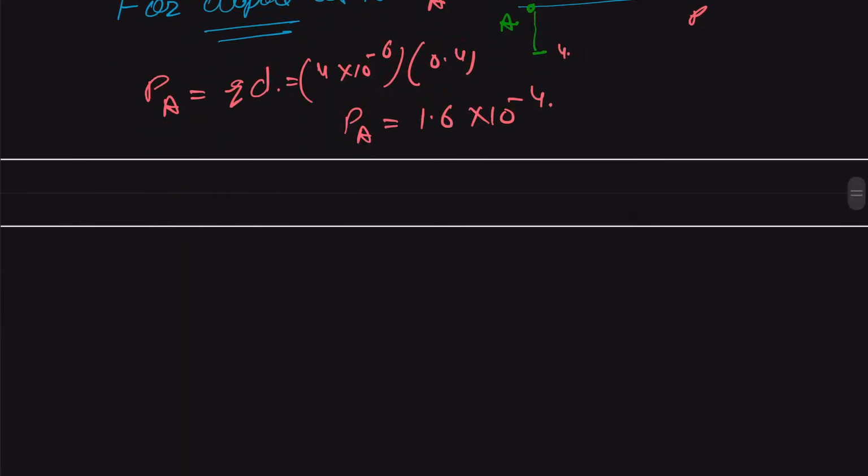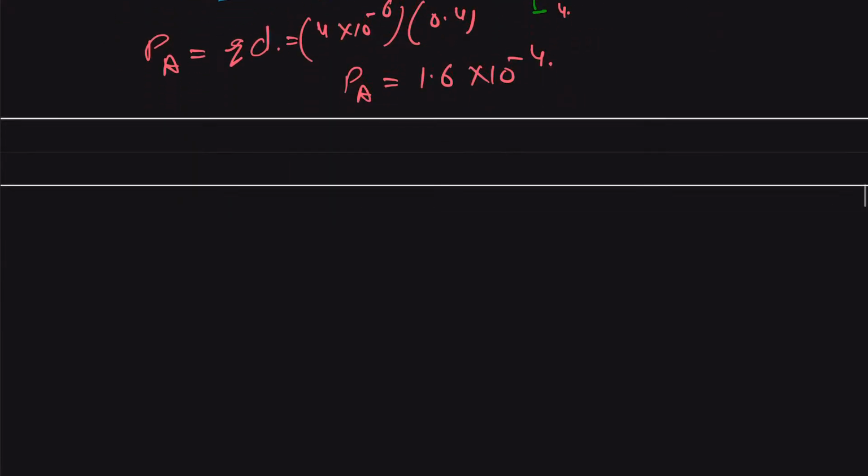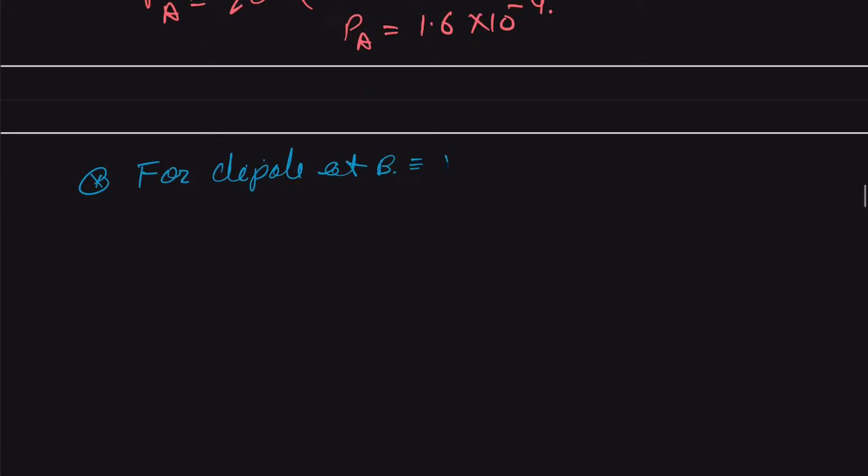Now we come to our dipole at B, and let us call this dipole moment PB, and we can say that our PB once again will be equal to Q times D, and that comes as 2 into 10 to the power -6 times 0.01, which comes as 2 into 10 raised to the power -8.